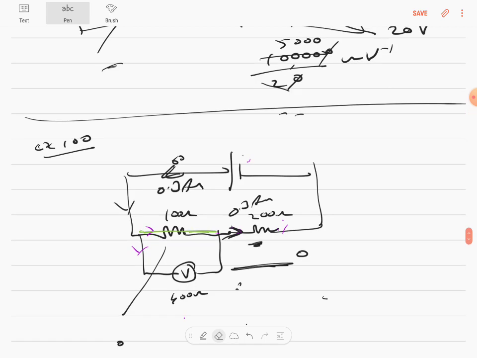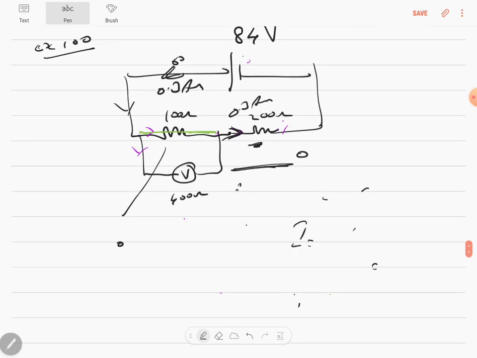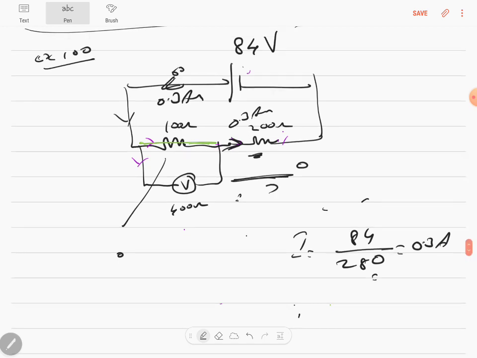Okay, let me also slow down a bit. So this is 84 volts. Then current itself is 84 by the equivalent resistance, which is 280. Did I get this as 0.3 amps? Yes, but I wrote 8 here. That was the issue. That 0.3 into 200 will give me 60 volts here. And if it's 60 volts here, 84 minus 60 will be 24 volts in here. Therefore, from this end to this end, it's 24 volts.